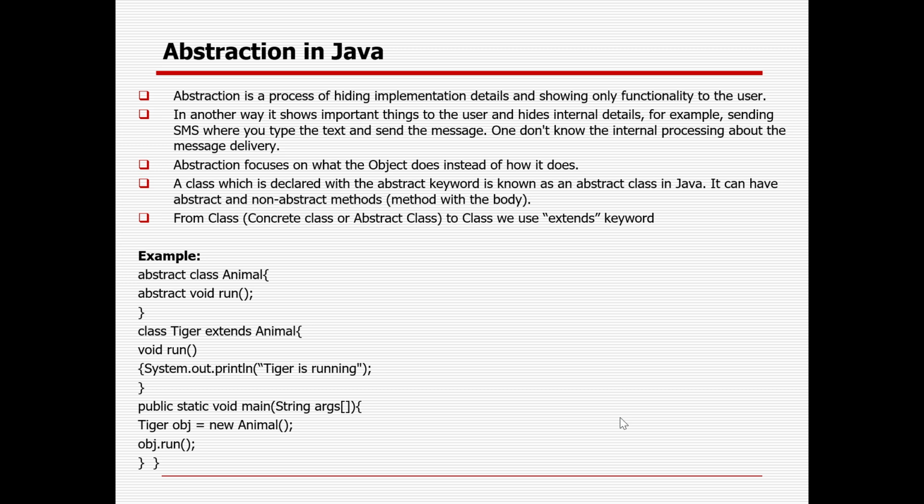A class which is declared with the abstract keyword is known as an abstract class in Java. It can have abstract and non-abstract methods. What does non-abstract method mean? A non-abstract method can have a body, but an abstract method cannot have any body associated with it. So as and when you implement or extend it, you can add the body accordingly. From class to class, wherever you will be implementing, you want to use the extends keyword.